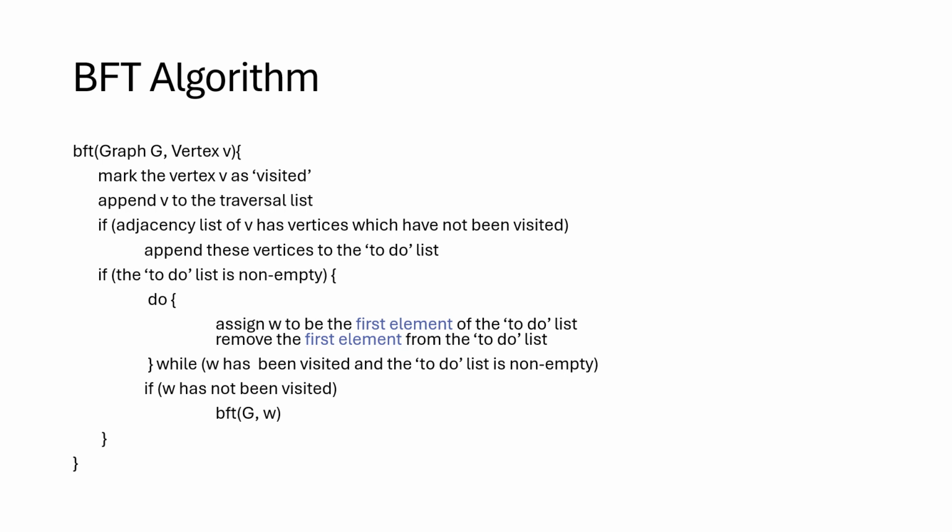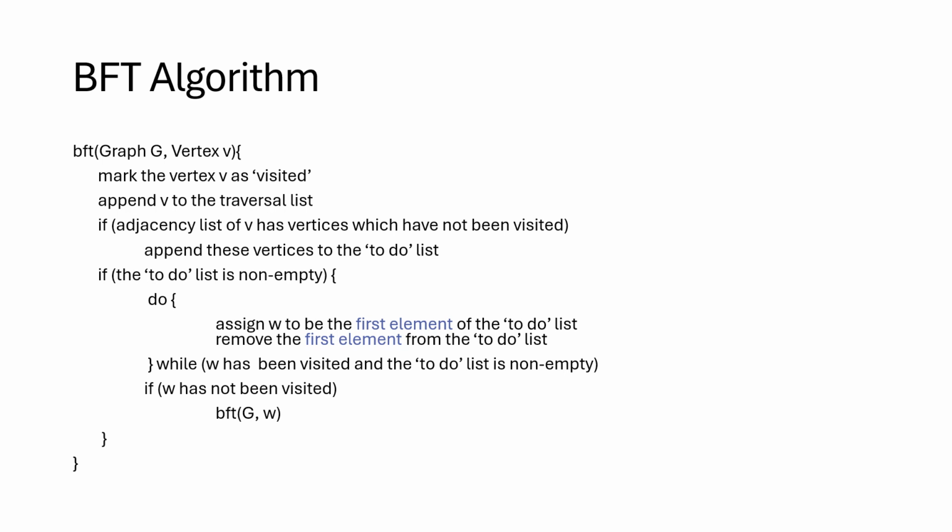Now let's take a look at BFT itself. So the parameters are the graph itself, which is given as an adjacency list, and a vertex, which is the vertex that we are starting from. Now, the first thing that it does is that it puts V in the visited list, because now we have visited V. So V should be marked as visited. And also, remember that we have a traversal list similar to the previous algorithm.